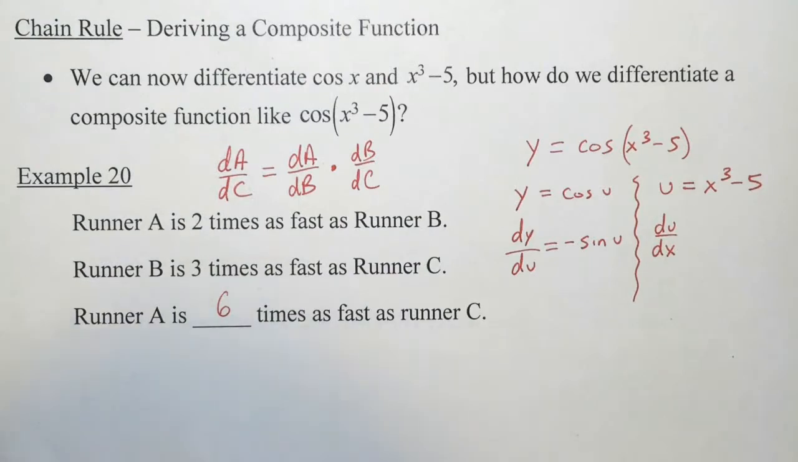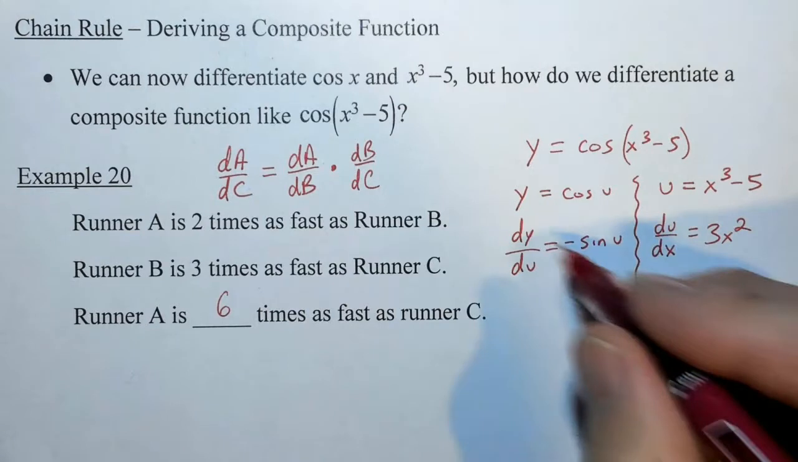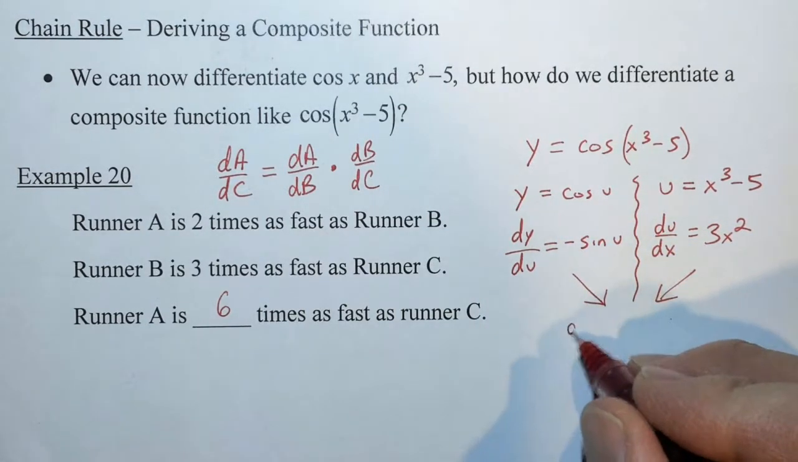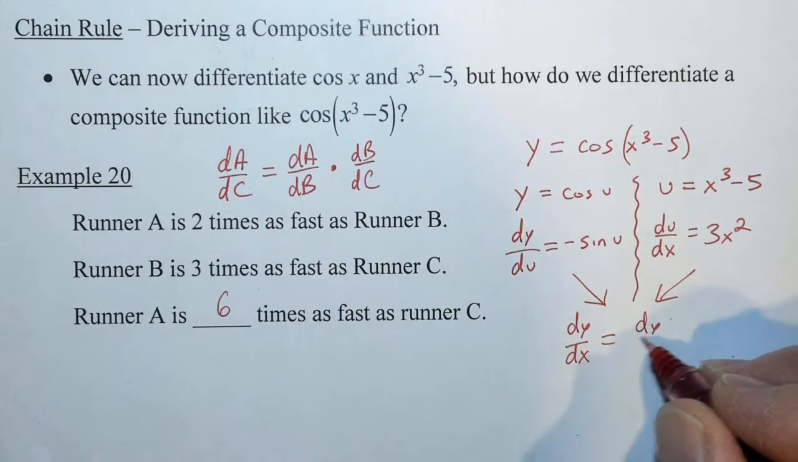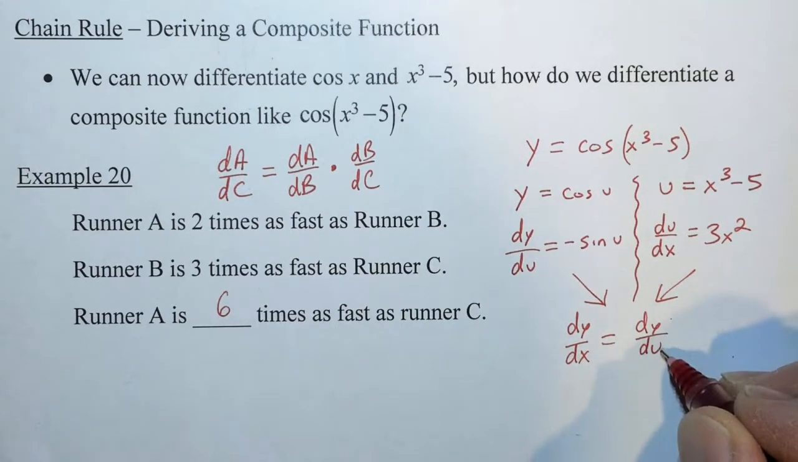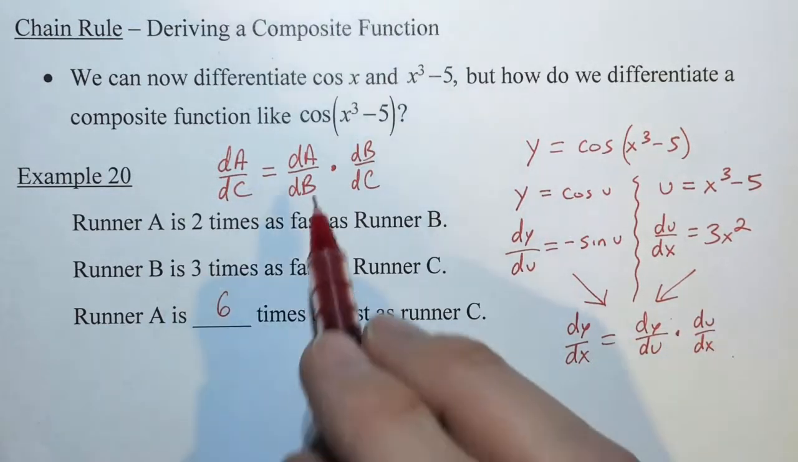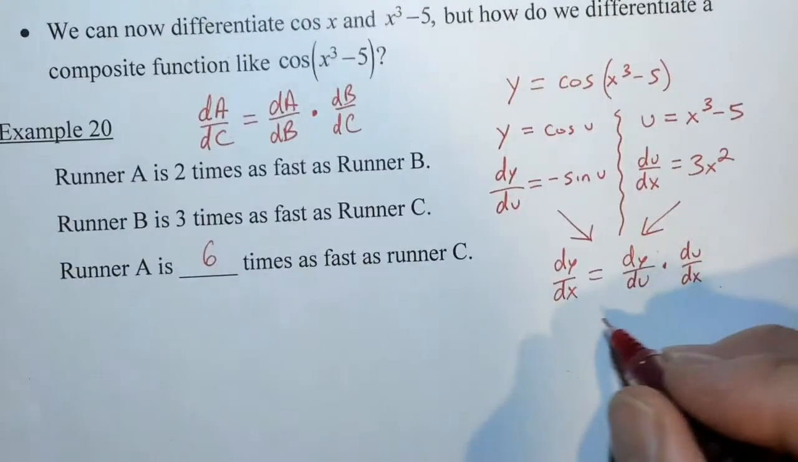That would be correct. I bet you wrote down 3x squared. So now if we put these two back together, dy dx is going to be equal to the product of the two: the derivative of y with respect to u times the derivative of u with respect to x. It's the exact same thing we did right over here. So what do we end up with?